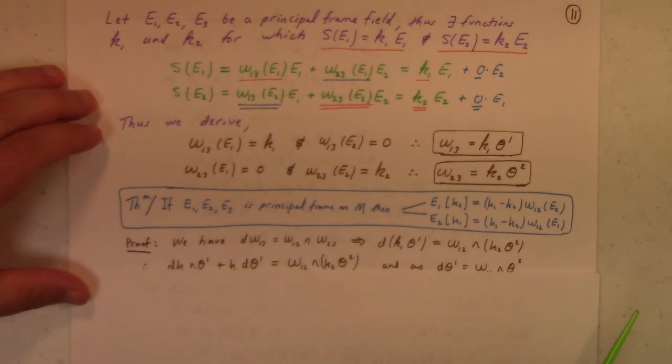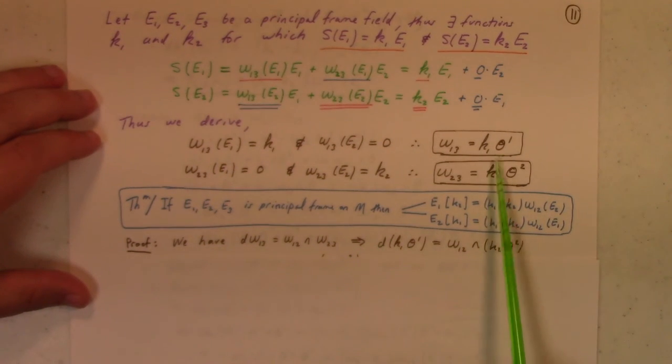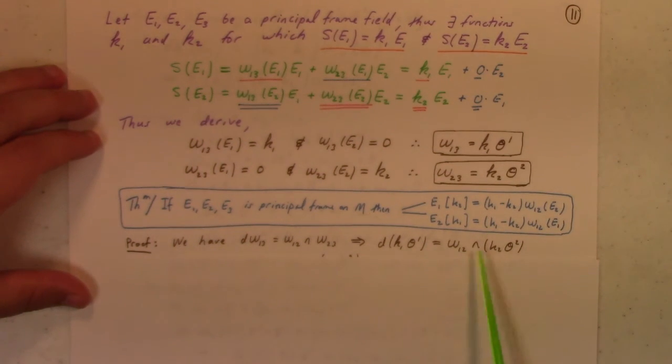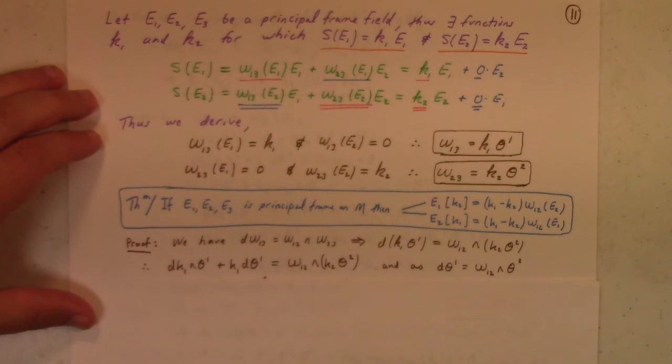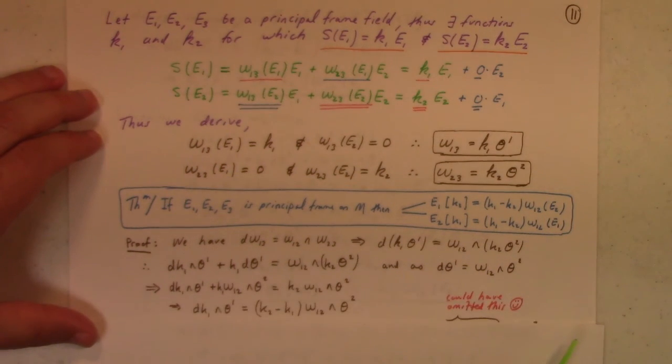Anyway, to prove that theorem, it's really, really nice. A little calculation. So omega 1, 3, remember we just learned, was K1 theta 1, and omega 2, 3 we just learned was K2 theta 2. So you plug those in, you calculate the exterior derivative, and then you pull out the constants. We also use that d theta 1 was omega 1, 2 wedge theta 2, and then you bring all the omega 1, 2 stuff to one side, like that. So dK1 wedge theta 1 is K2 minus K1 times omega 1, 2 wedge theta 2, great.